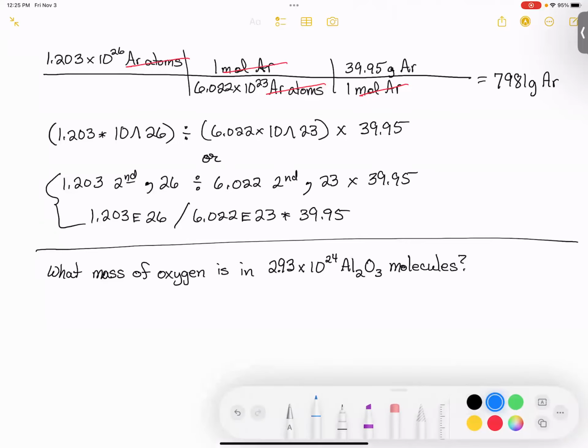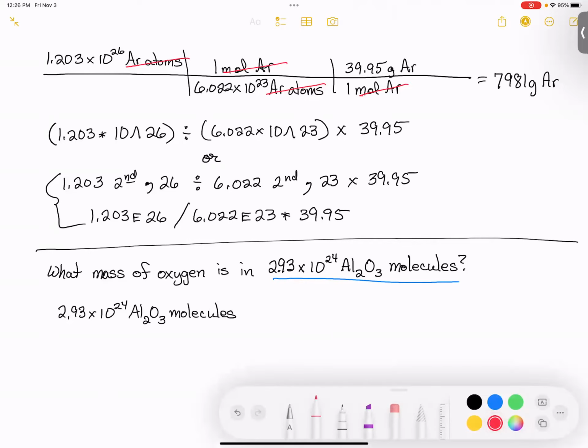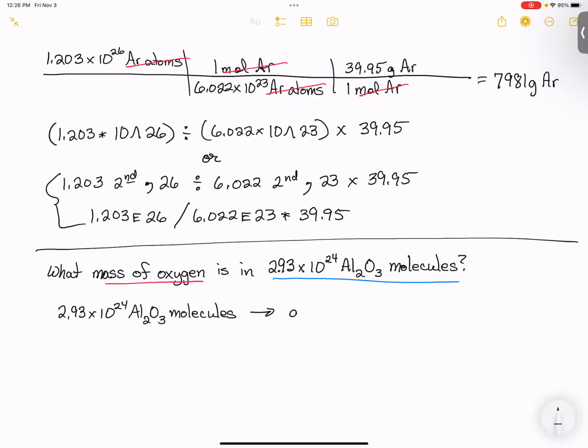Start by identifying what you were given. We were given 2.93 times 10 to the 24 aluminum oxide molecules. Identify what you're looking for. We are looking for mass of oxygen. And then we start figuring out our conversion factors.